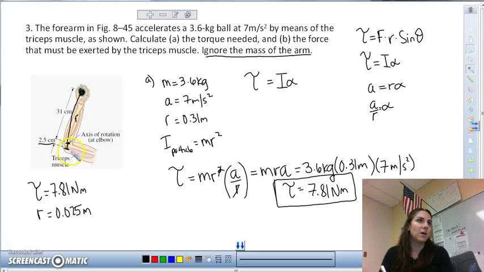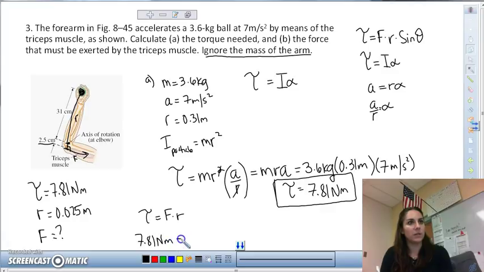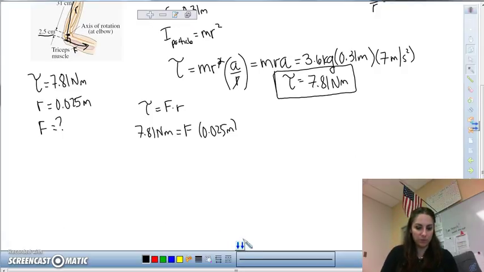So I'm going to use this form. Now you can see that in this case we have our lever arm like that, and our force from the tricep is at a right angle. So with that said, the sine of the angle is 90. So we're just looking for that. So tau is equal to force times r. This is 7.81 Newton meters equals F times 0.025 meters.